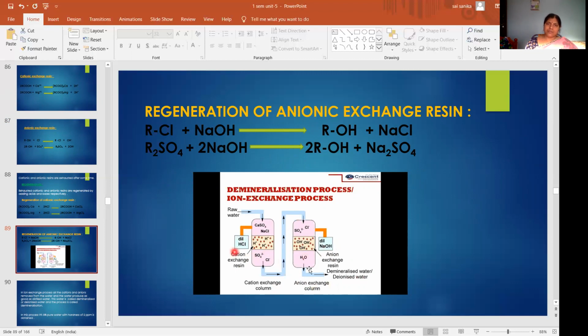After continuing the process for a few hours, the resins will be exhausted. These exhausted resins will be regenerated by passing acids and bases. If you pass dilute acid, the acidic resin will be regenerated. If you pass dilute basic solution, that is NaOH, the basic resin will be regenerated, like that.